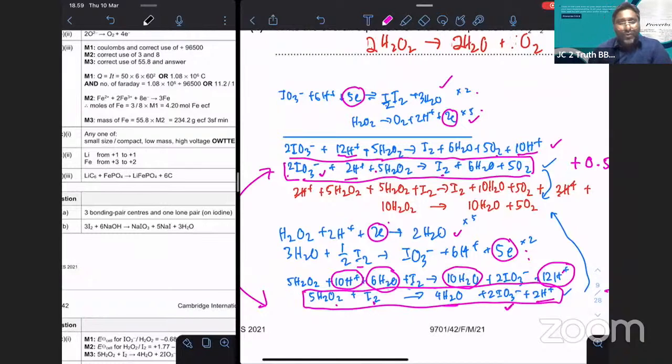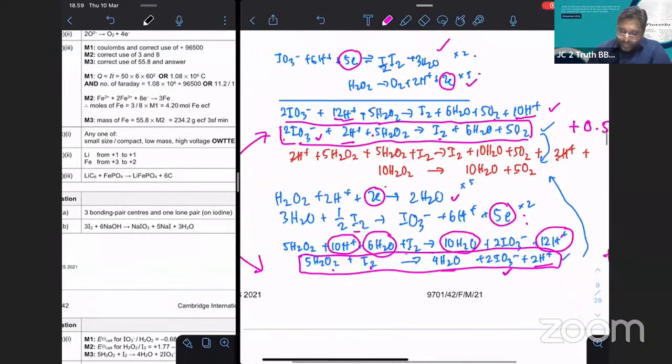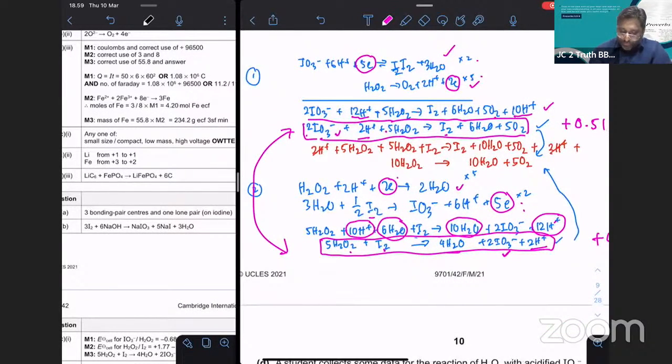You need to join them together because two of them are going to work together. So what I did, I used the red ink over there to join the two equations. When I join the two equations, I simply add. I will get all this. I simply added these two equations, and there are certain things that I can cancel, which is 2H plus, 2H plus I cancel. And then 5H2O2, 5H2O2, I have 10H2O2. I2 and I2 I can cancel also. And then I have 10H2O, 5O2, that is the one that I keep.